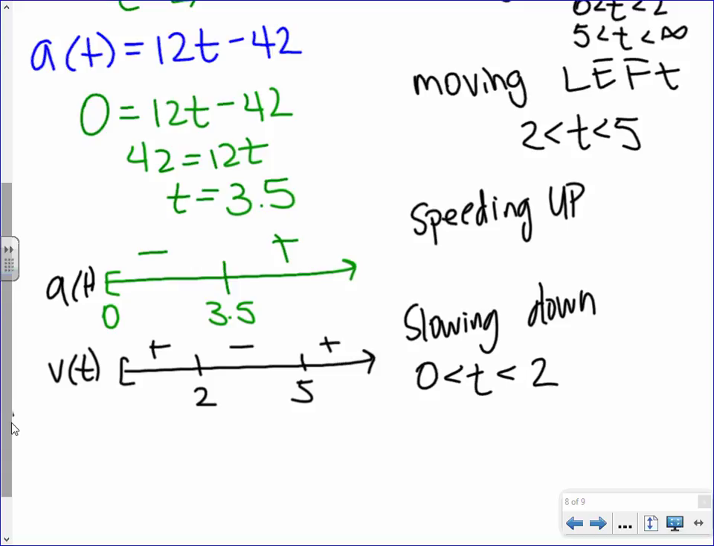So now we see from 2 to 3.5, we have negative acceleration and negative velocity. So between 2 and 3.5, we're speeding up because acceleration and velocity are in the same direction. Okay? Then we can see from 3.5 to 5, velocity is negative, but acceleration is positive. So once again, we are going to be slowing down. But then from 5 on, we're accelerating positively and we're moving positively, which would mean we are speeding up.